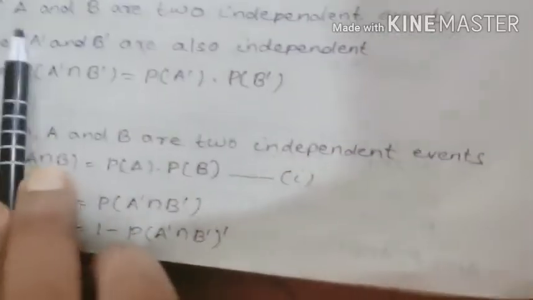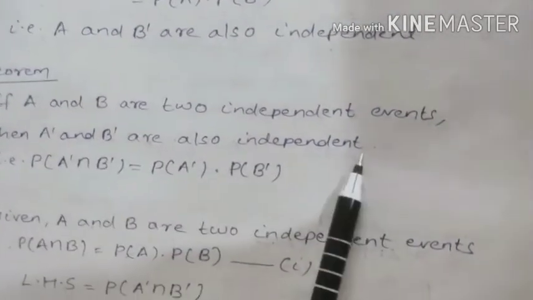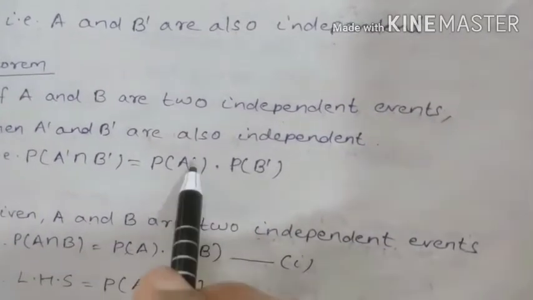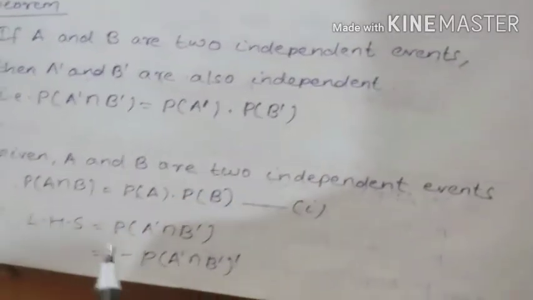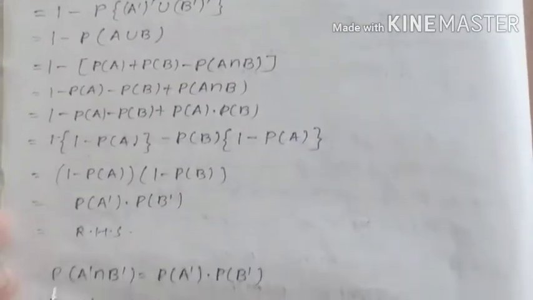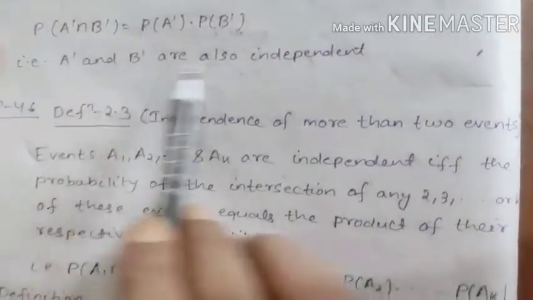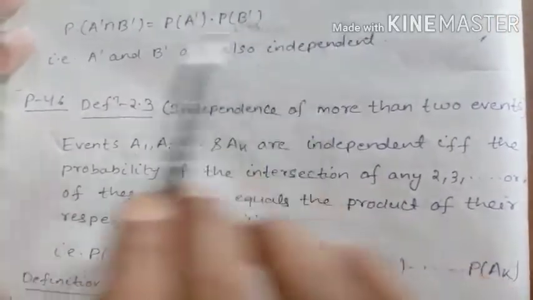In a similar way, if A and B are two independent events, then A dash and B dash are also independent. So P(A' ∩ B') = P(A') × P(B'). Exactly the same way we have to prove this. Exactly, P(A' ∩ B') = P(A') × P(B'), and A dash and B dash are also independent. In this way we have to prove this, very, very important for the exam.